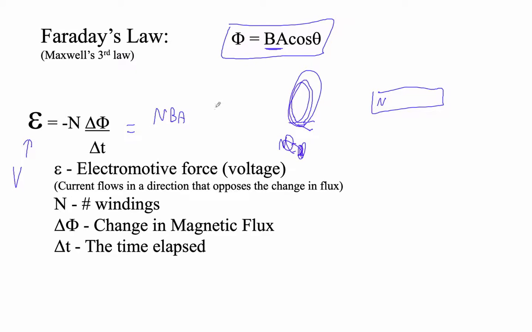Now, ultimately, this ends up being NBA cos theta minus NBA cos theta over the time. Now, a lot of times one of these situations is 0, so it's just NBA cos theta over T, is what it ends up being. And we'll do an example here. Yeah, Faraday's law. There it is. This is one of Maxwell's laws, by the way, ultimately.